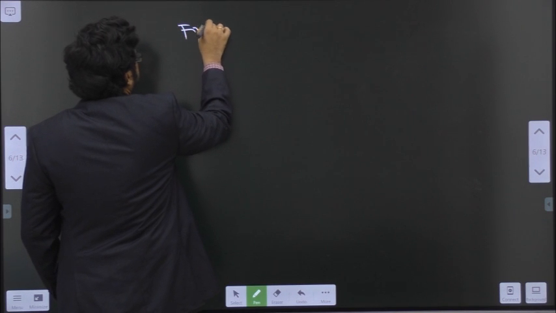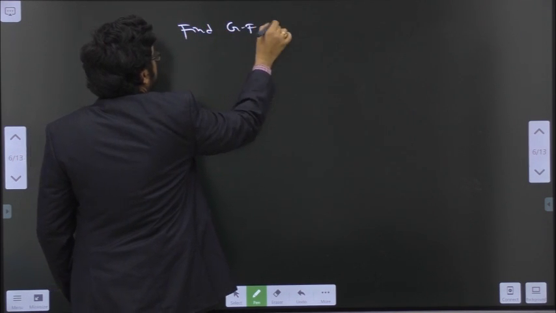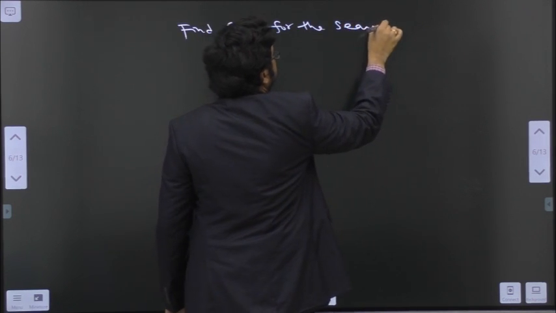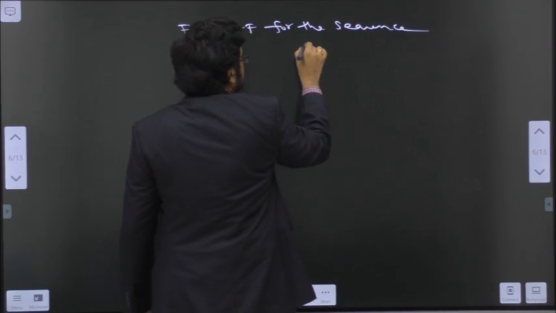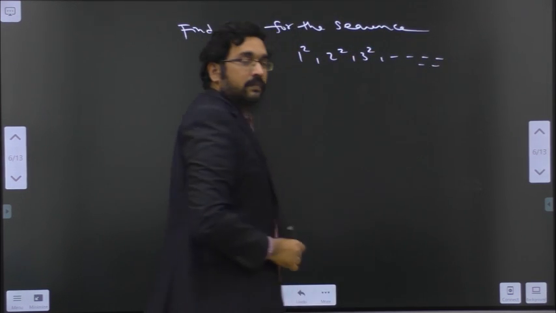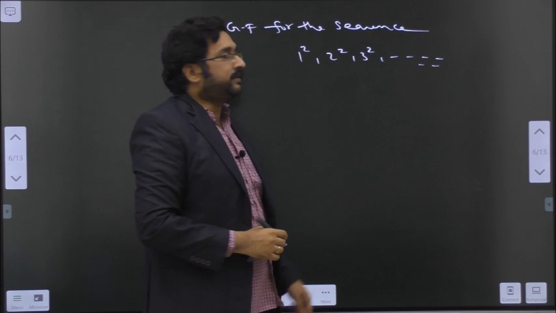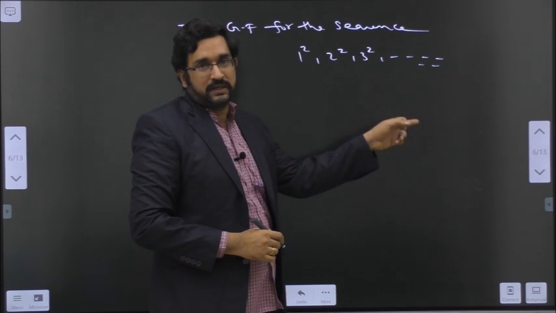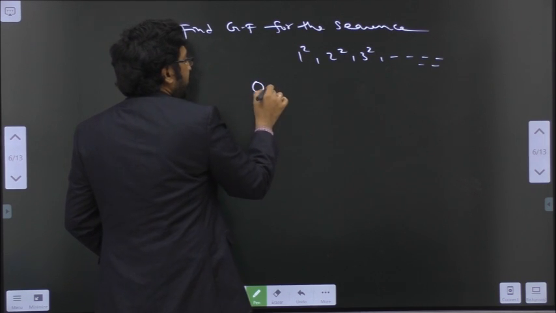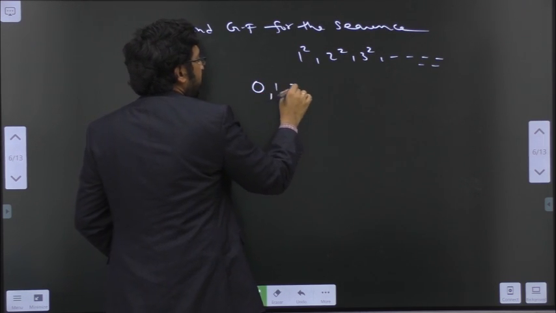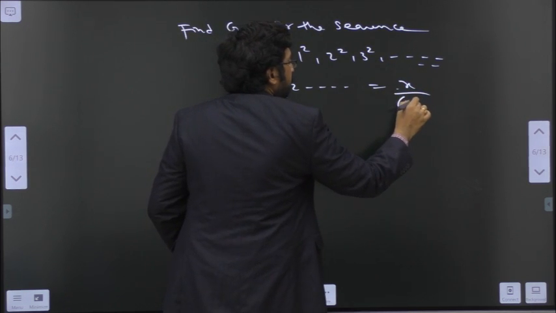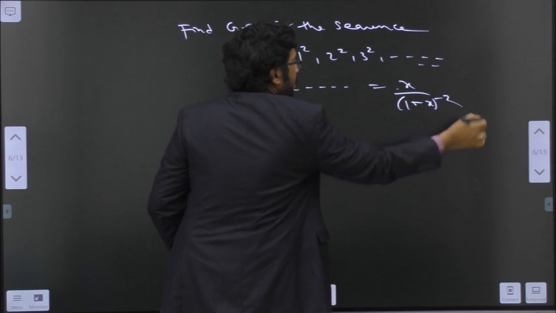Find the generating function for the sequence 1 square, 2 square, 3 square, etc. So we know that we already proved that the generating function for the sequence 0, 1, 2, 3, etc. is x by (1 minus x) whole power minus 2.